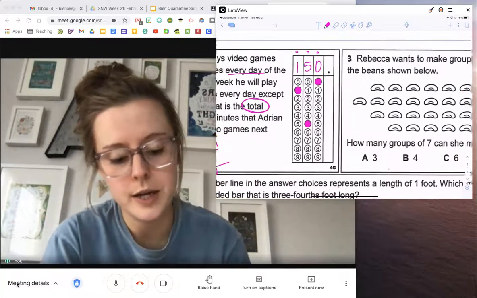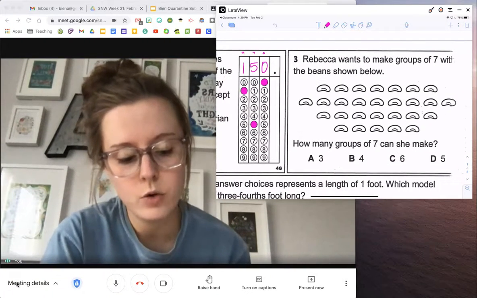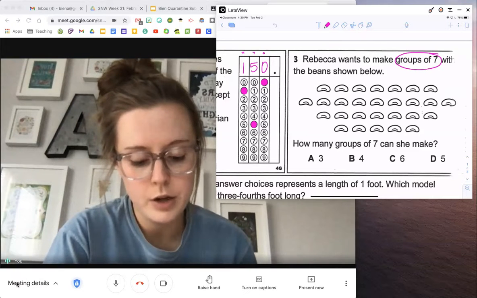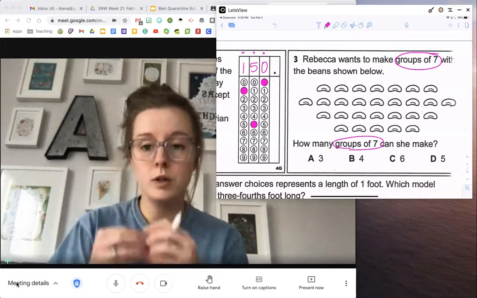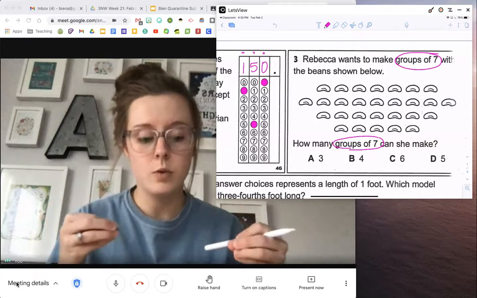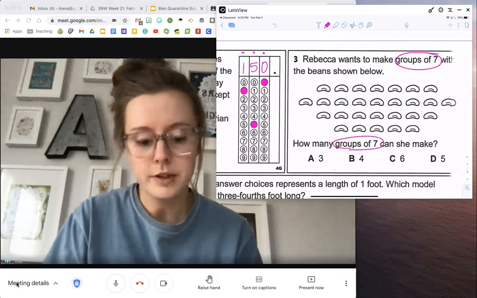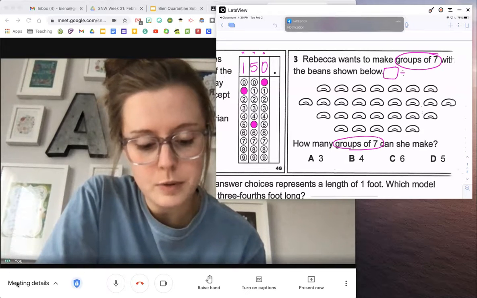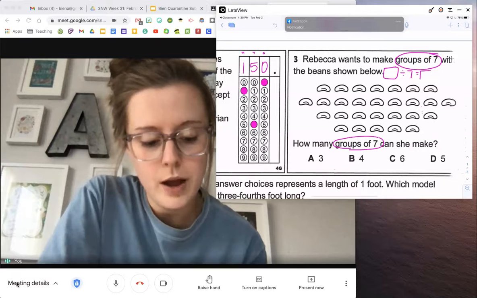All right, look at number 3. Rebecca wants to make groups of 7 with the beans shown below. How many groups of 7 can she make? So she wants to split those up into groups of 7. And when we say split them up, what are we doing? We're dividing. So I don't know how many I have yet, but I know I need to split them up into groups of 7. And I want to know how many groups I'll get.